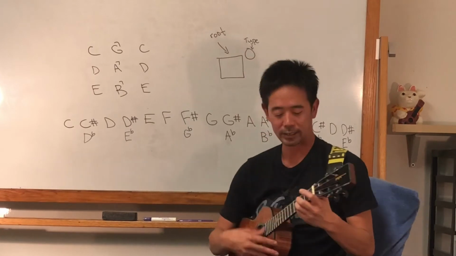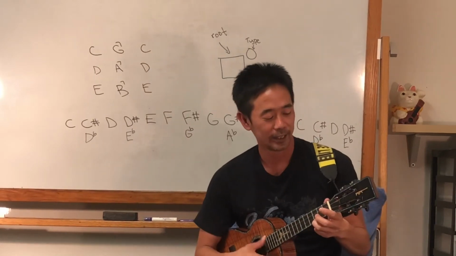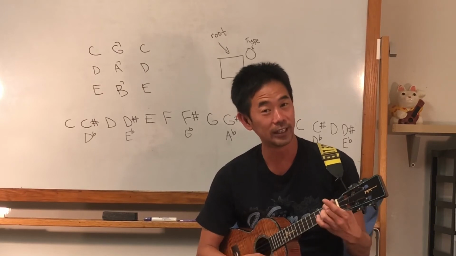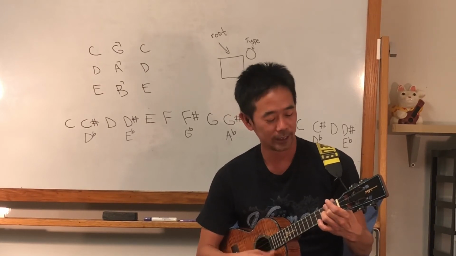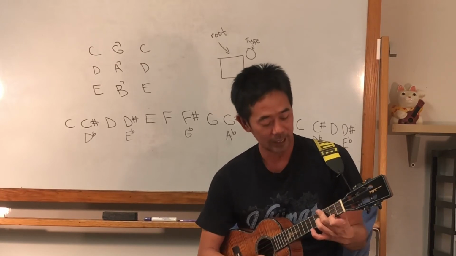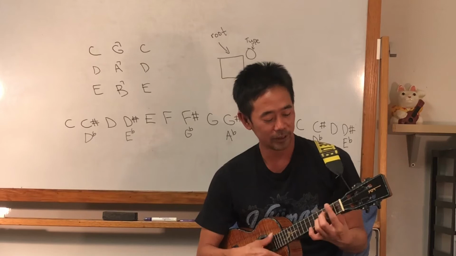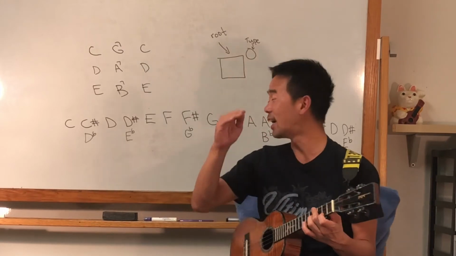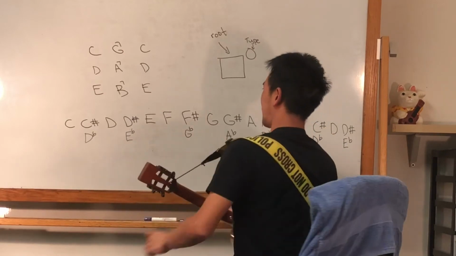Key of C, happy birthday to you, happy birthday to you. Key of D, happy birthday to you, happy birthday to you. Key of E, happy birthday to you, happy birthday to you. Okay, see how it's getting higher? So let's try this one.